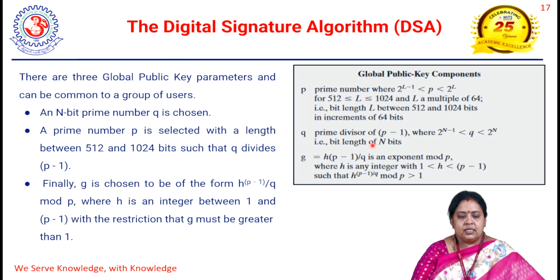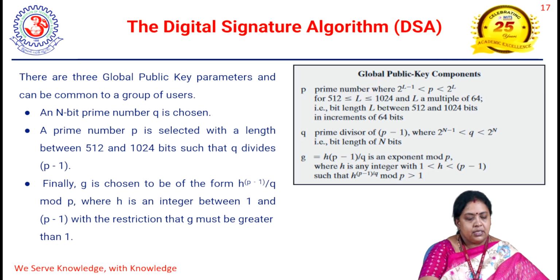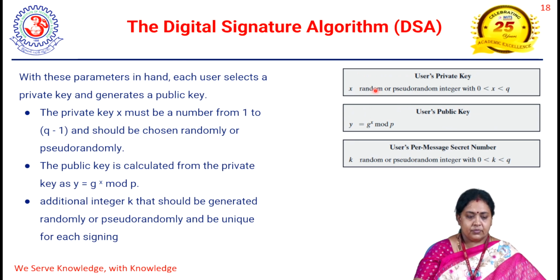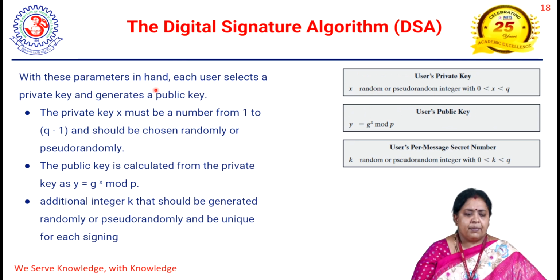Then Q is a prime divisor of P minus 1, whereas G can be calculated in the form H to the power (P minus 1)/Q mod P, where H is an integer between 1 and P minus 1. There is also a restriction that G must be greater than 1. So these are the three global public key parameters, or components. Now, we have three parameters as the global public key elements, which we call P, Q and G.